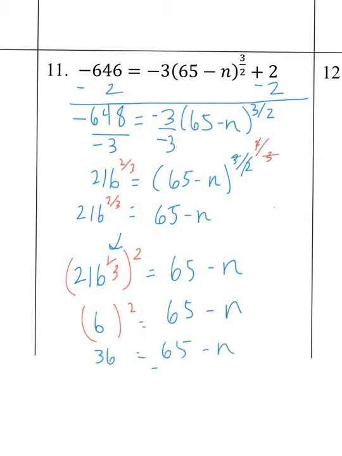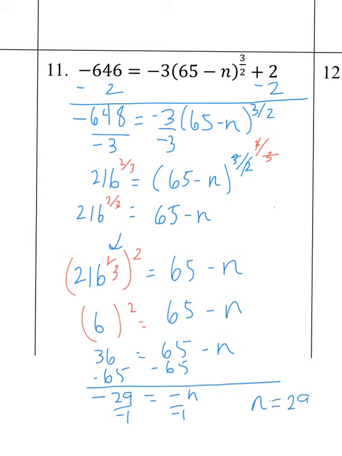If you subtract 65 from both sides of the equation, you get 36 minus 65 is negative 29 equals negative n, and the last step is to divide by negative 1. So n will be equal to positive 29, and you can check your work by substituting 29 in for n.